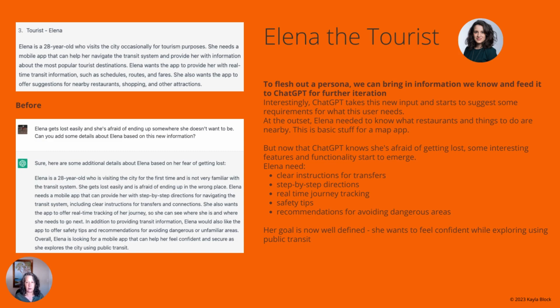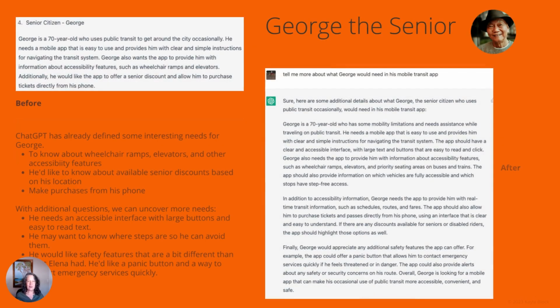And so I added to this persona by telling ChatGPT that Elena has a bad sense of direction and she's afraid of getting lost. This brought out some really interesting things, including that Elena needs clear instructions for transfers, step-by-step directions, real-time journey tracking, safety tips, and recommendations for avoiding dangerous areas. What was nice about this is now she has a clearly defined goal that she wants to feel confident while exploring and using public transit. Really cool stuff. Let's move on to the next one.